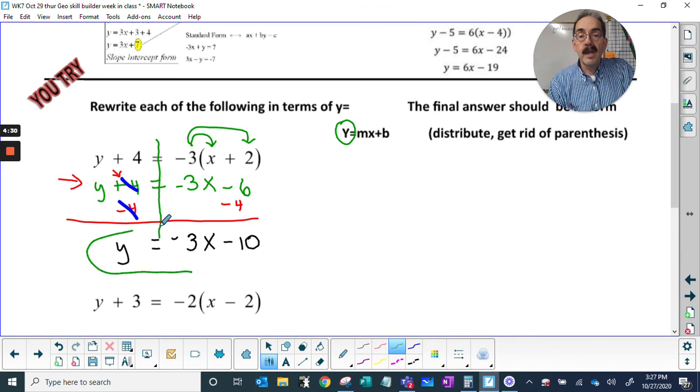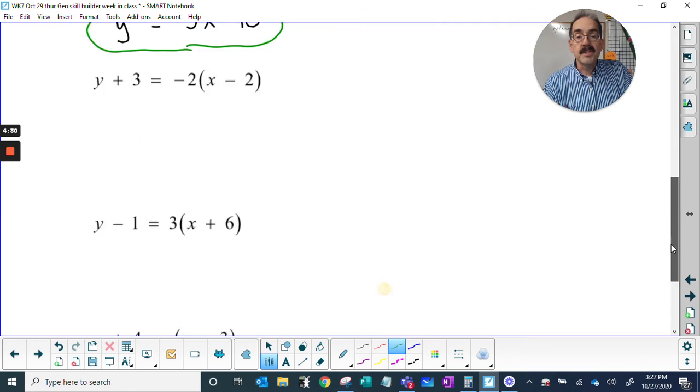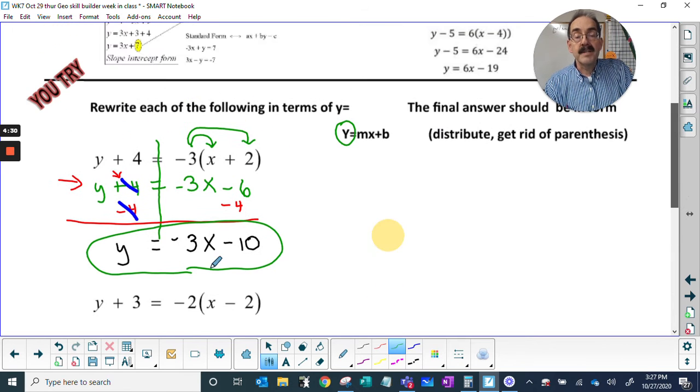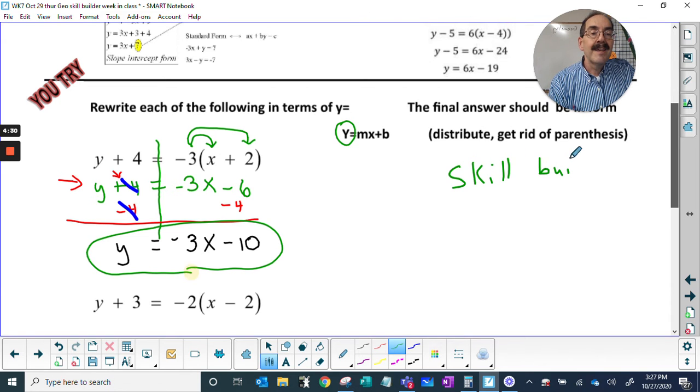So if you could do one of each of those on each page, just do one on each page, just practice. This is Skill Builder Week. Feel free to come see me in access time for more help. This is what we did in class. You have a solo activity. Try one on each page.